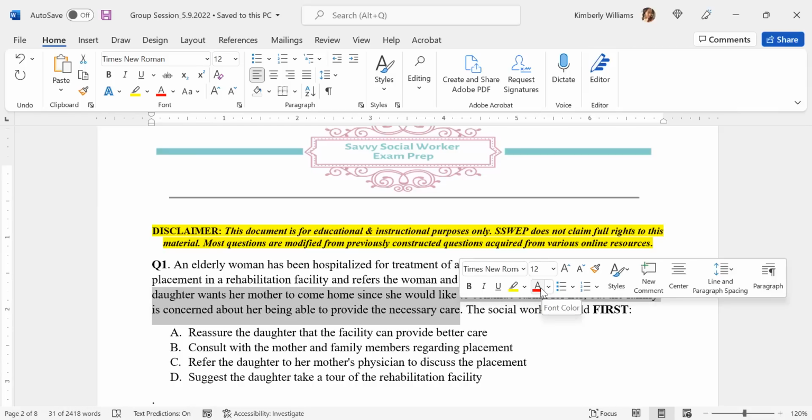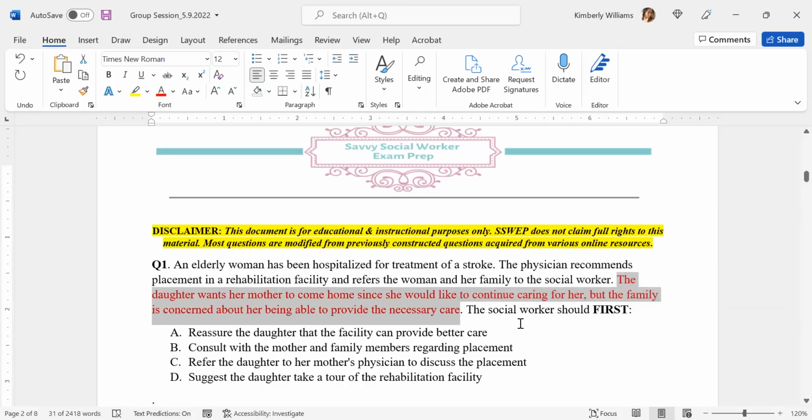So whenever I ask for the priority presenting issue, I want you to tell me verbatim from the scenario. Just read it to me, or say, for instance, I think it was Ms. Yolanda said the daughter wants her mother. Identify it verbatim from the scenario. Don't try to summarize it in your own words, because that's how we start assuming and making up stuff. So instead of doing that, let's just go verbatim.